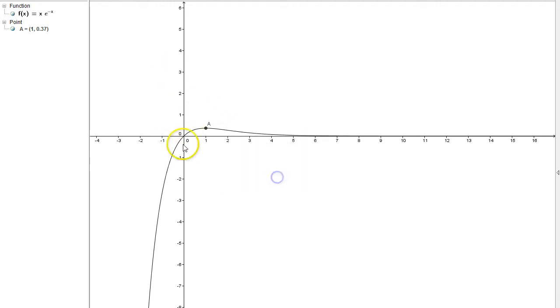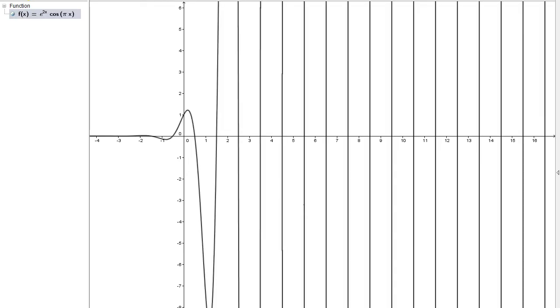Unknown command e. What? Let's do this real quick. f of x equals e to the 2 times x times cosine of pi times x. There we go. Whoa, look at that. That graph is insane. Oh man, that is nuts.